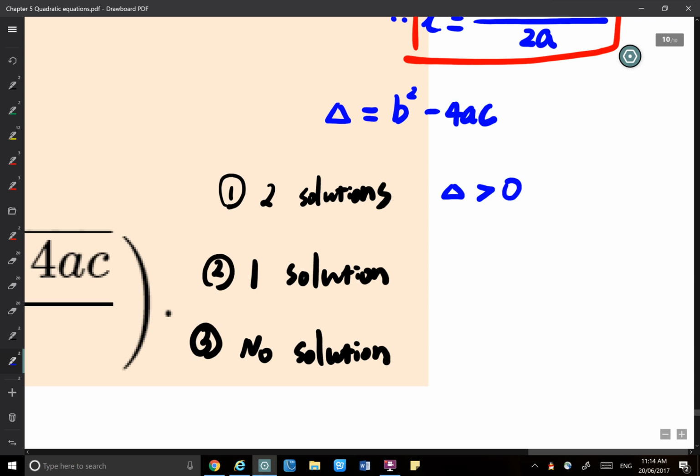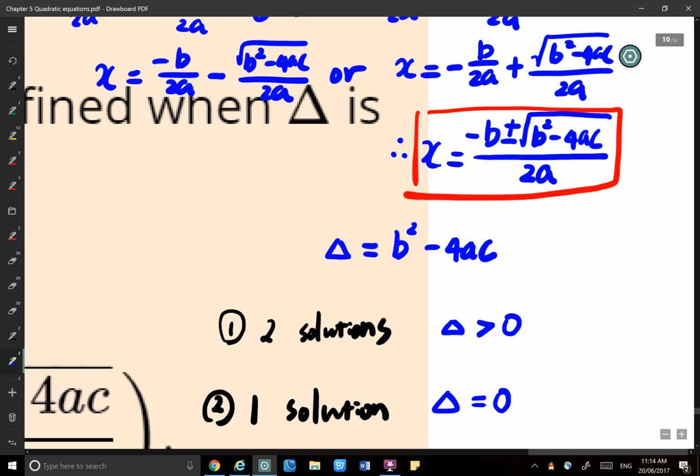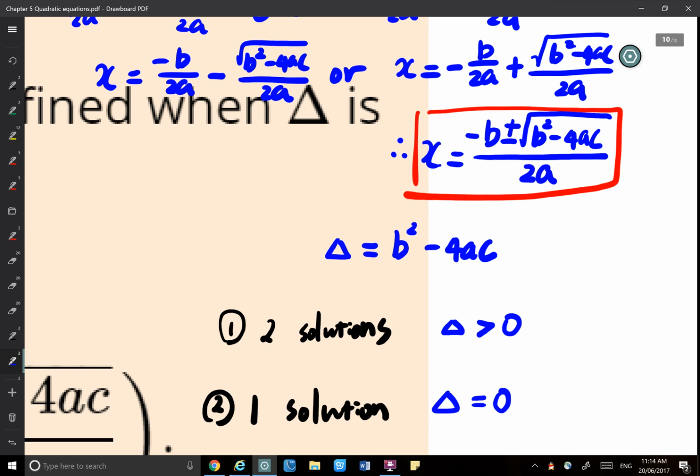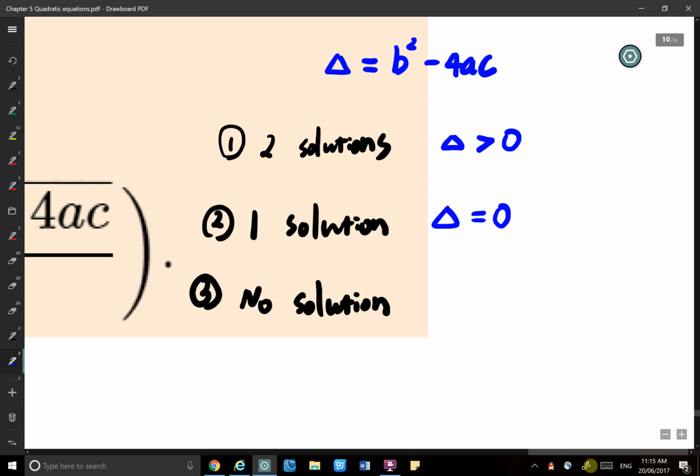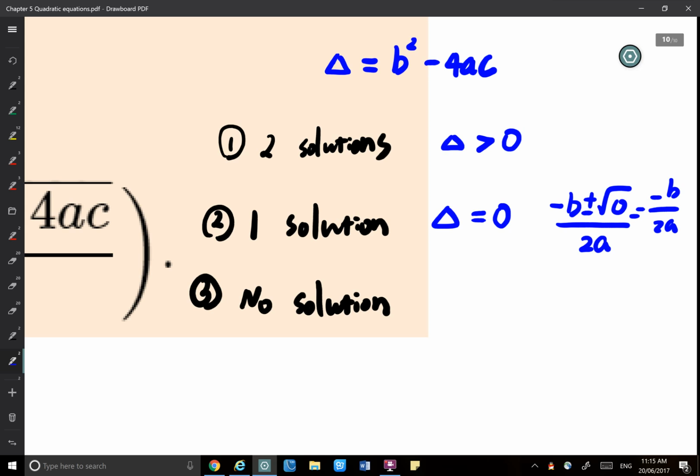You will have 1 solution when the discriminant equals 0. Square root of 0 is still 0. Plus or minus 0 will still be the same number. So that becomes minus b plus minus square root 0, over 2a. So the only solution will be minus b over 2a. So you have only 1 solution here.